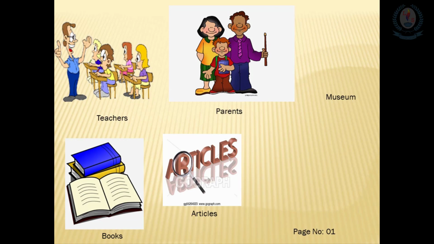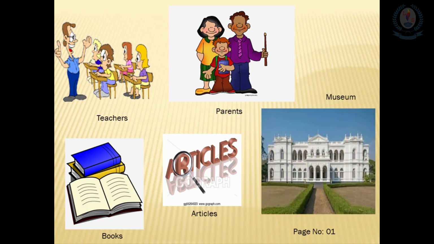If you need to see the throne of our past kings and the clothes they wore and even coins they used, then what should you do? Yes, we can go to the museum and see those things with our own eyes. These are the sources and these are the people who help us to know about our history. Sources of learning history. What are the sources which help us to learn history?